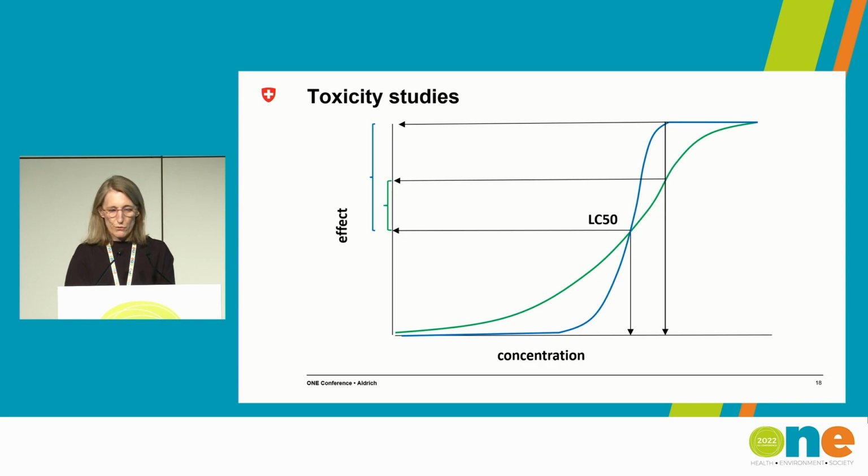And the endpoint we derive from these dose-response curves is at the end of the study. But if we want to assess the effects on the field, which occur in multiple times in space, then we need to know the time to onset of effects. And that is an information which is not passed on to the risk assessor.